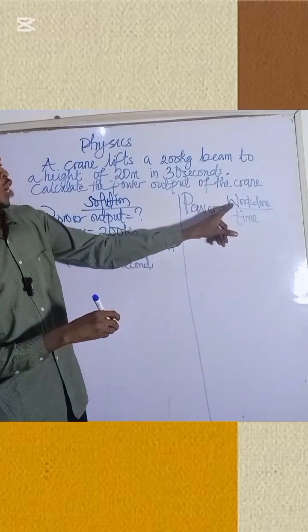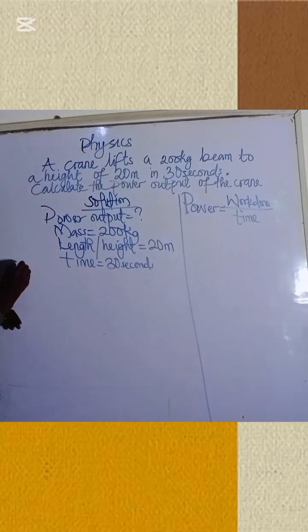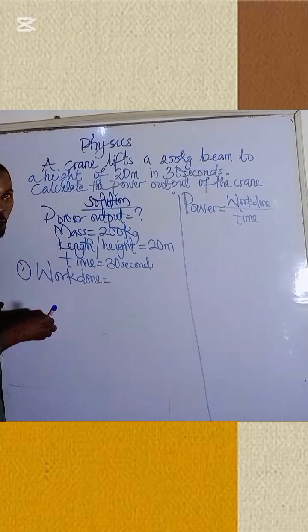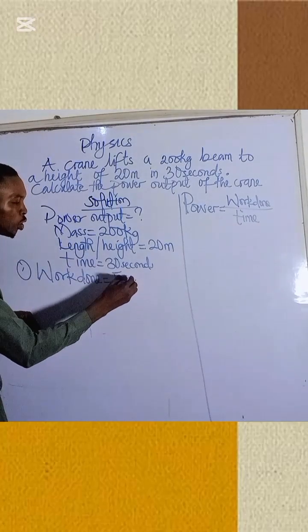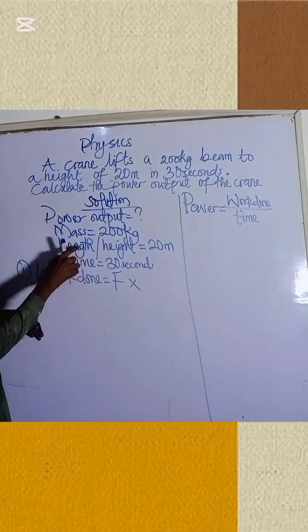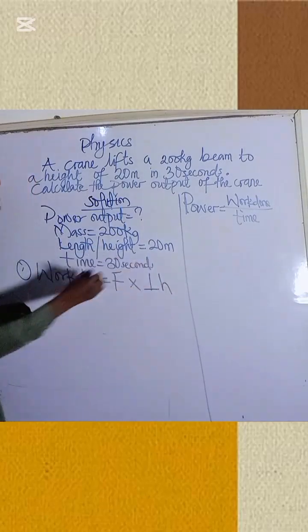Now, we have to calculate work done. So our first parameter that we have to calculate is work done. And by formula, what is work done? Work done is defined as the product of force times perpendicular distance. And that's why you have your height. You see? Times perpendicular height. Can you see?